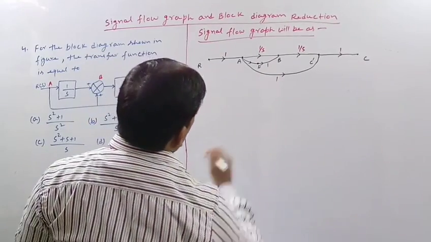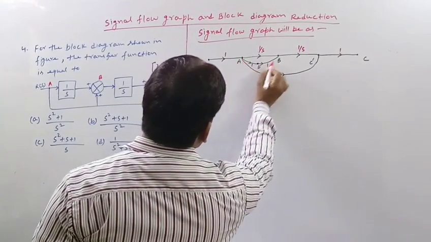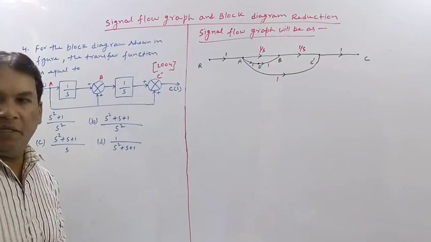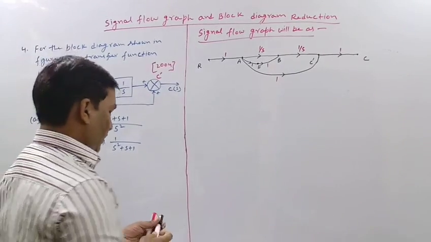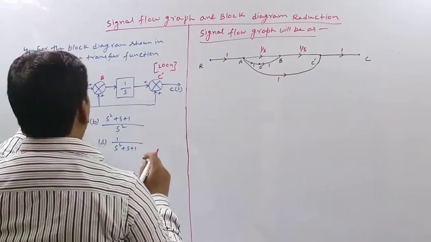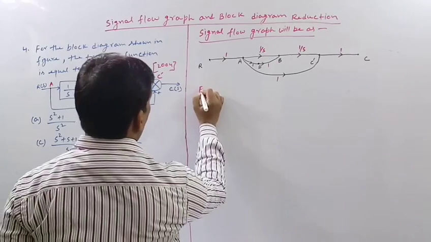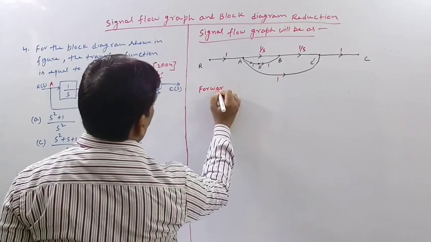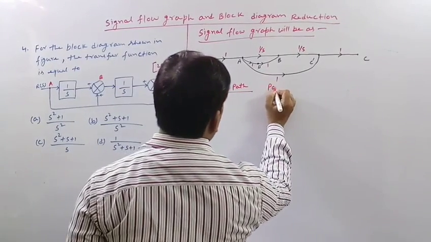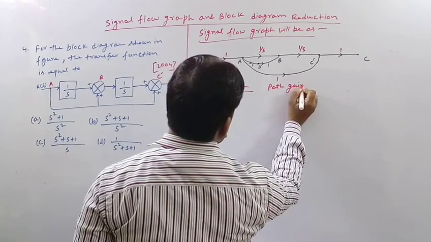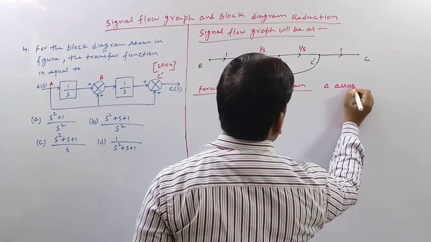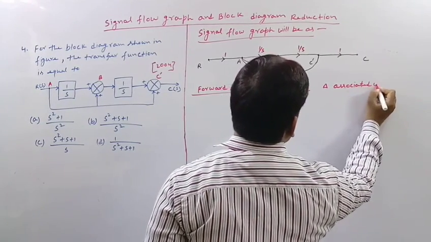So the total path gain from A to B is 1. Now our signal flow graph is complete. So now let us see what the forward paths are, the forward paths between R and C. Let us write here: forward path, path gain, and delta associated with the path.